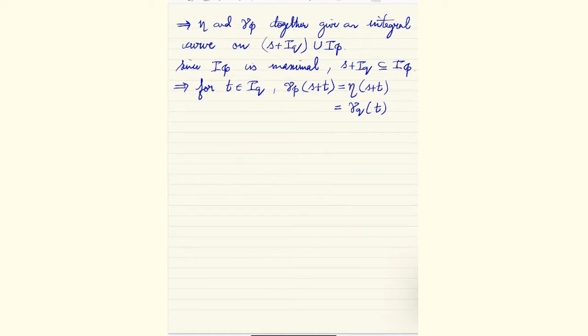So perhaps I will indicate what we used here. The first equality we just observed: on the intersection of the domains, gamma P and eta coincide. Now, of course, use maximality of IQ. Now, IQ is maximal, that was our notation, gamma Q on IQ. And so IQ contains minus S plus IP.